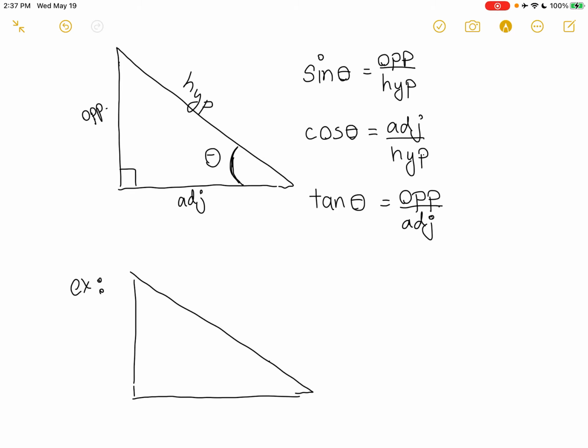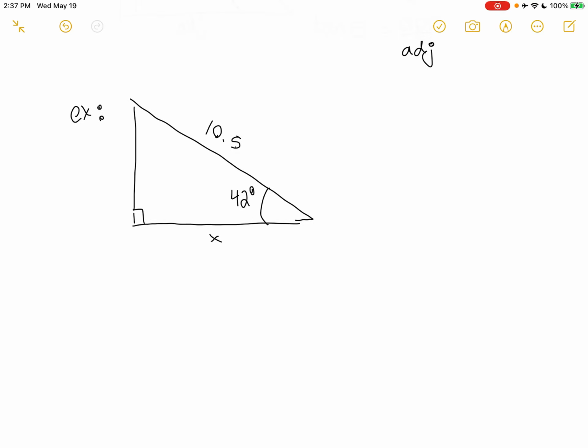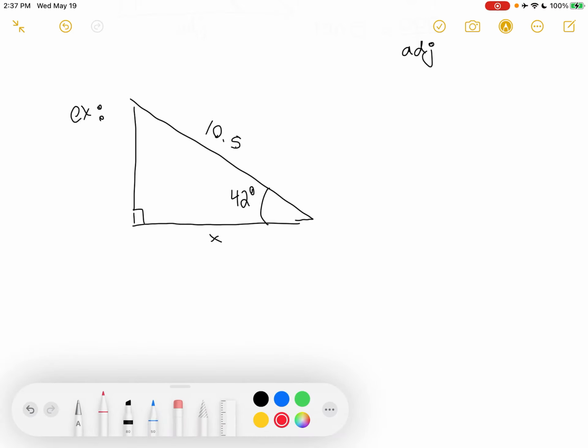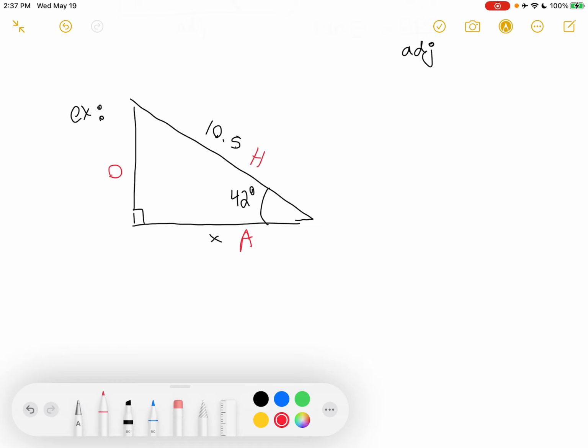where you know that this is maybe 42 degrees, and let's say this is 10.5, and you want to know this length, okay? And so you could now use a trig ratio to do so, because essentially what you want to do is label your sides, right? So what are these sides called relative to the angle? Well, this is the hypotenuse. The x is the adjacent, and this is the opposite. So the side we want is the adjacent. The side that we have is the hypotenuse.